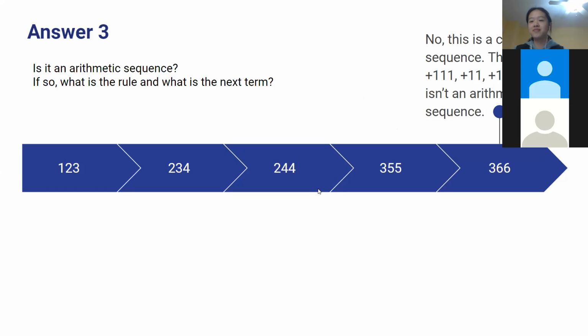Okay. Isn't that a compound sequence? 111, 11, 111. Yeah, it should be a compound sequence, but that doesn't count as an arithmetic sequence. Yeah. Let's move on.